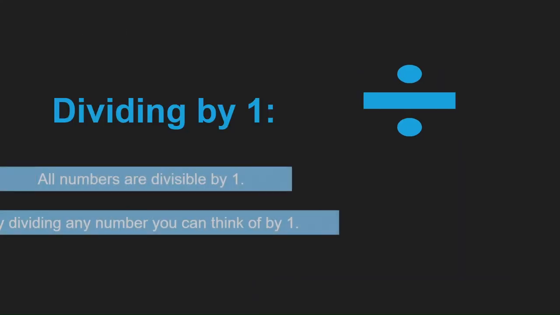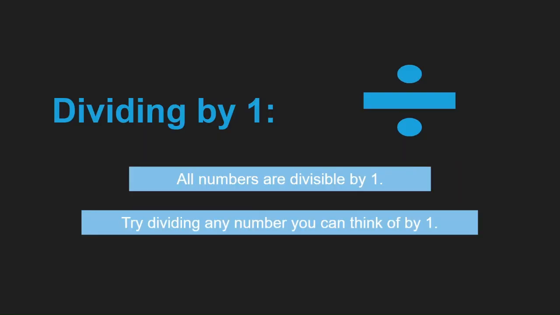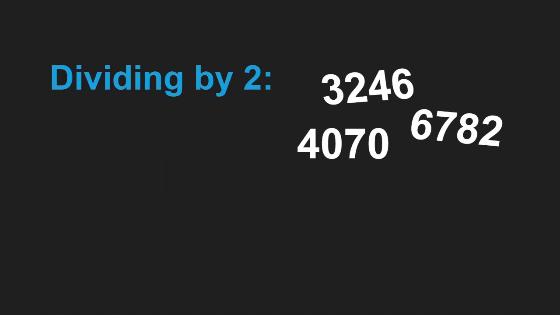But the easiest one is 1. All numbers are divisible by 1, right? Anything divided by 1 is itself. So 1 divided by 1 is 1. Think of anything. Think of the biggest number you can. 1 million. 1 million divided by 1 is 1 million. Everything can be divided by 1. So you always get 1 as a factor when you're dividing.